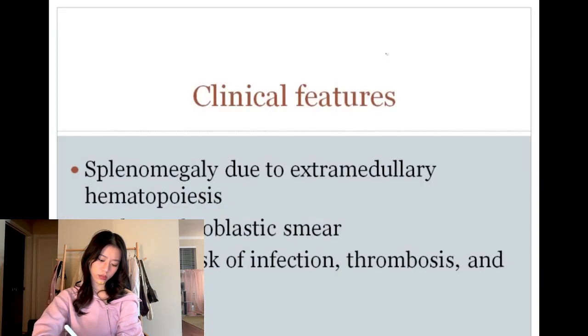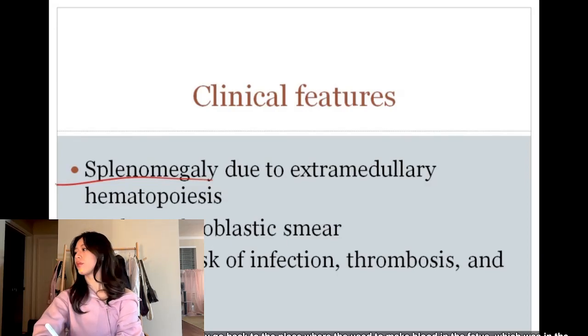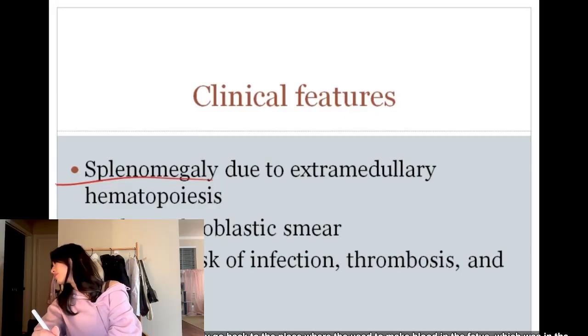Clinical features of myelofibrosis include splenomegaly. Now, the idea here is that once the bone marrow is fibrosed, hematopoiesis can no longer properly occur in the bone marrow. And so the stem cells basically remember, or basically go back to the place where they used to make blood in the fetus, which was in the spleen or in the liver, resulting in extramedullary hematopoiesis.